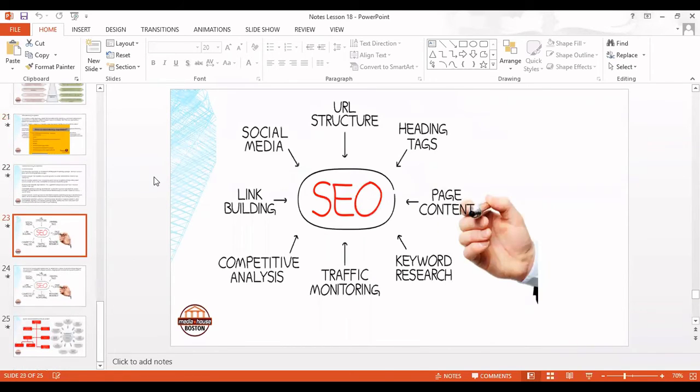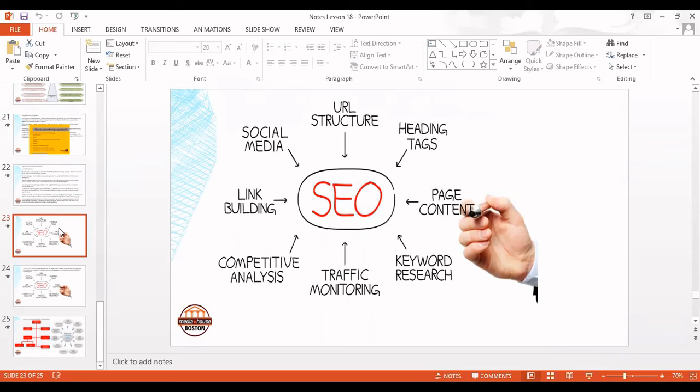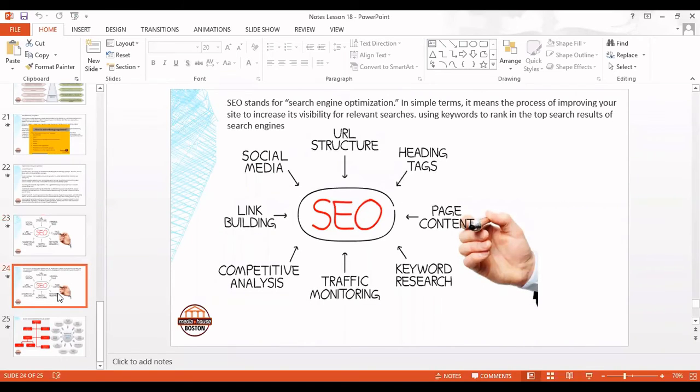Okay, let's continue. Now let's look at the SEO. What does SEO stand for, Zenzo? Search engine. Let's move on to SEO now. SEO stands for search engine optimization. In simple terms, it means the process of improving your site to increase its visibility for relevant searches using keywords to rank in the top search results of a search engine.